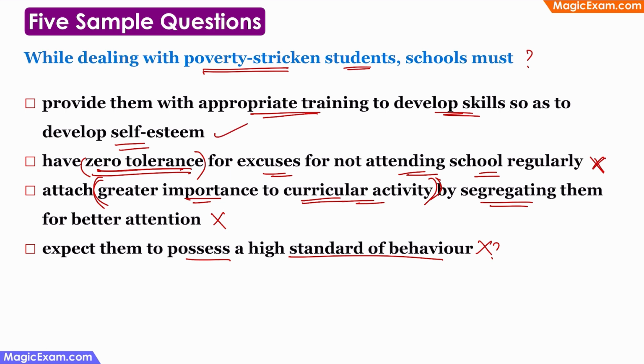Option 1 says provide them with appropriate training to develop skills so as to develop self-esteem. Yes, self-esteem, self-confidence is very, very essential for learners, for children. Therefore, you should provide them with the appropriate training and develop the skills that are required so that they become self-confident and they develop self-esteem. Therefore, this is the best option.